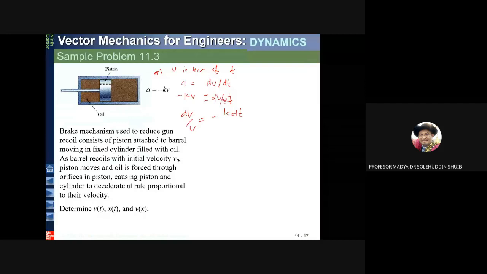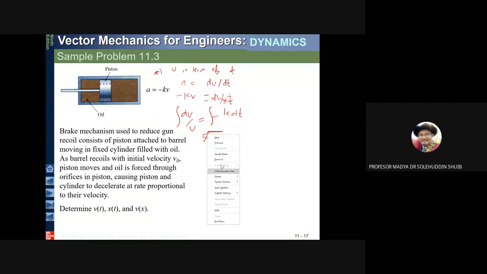After that, we have to integrate both sides. When you integrate both sides, you are going to get natural log. This one you integrate dV over V, so you are going to get natural log.